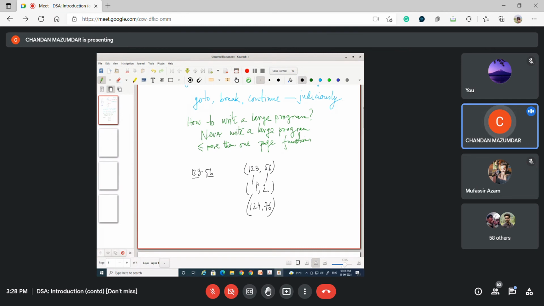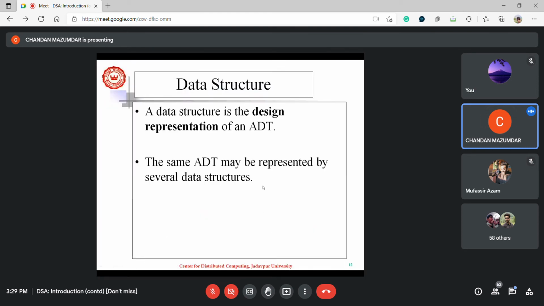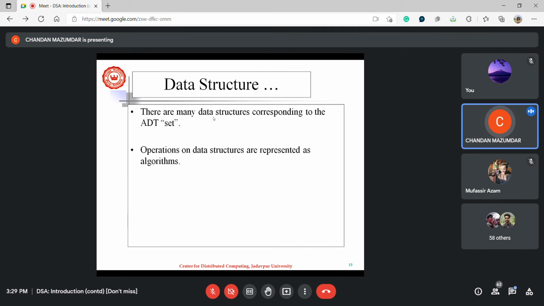Because what are the operations in floating point? Maybe plus, minus, etc. All these operations may change when you change the representation. That is an important issue when you talk about the representation. Representation means the data structure, or the design representation of the ADT. Similarly, there can be various data structures corresponding to the ADT set. Set is an ADT, so you can have different representations for set. If you take a particular representation of set, then all the set operation algorithms will change.